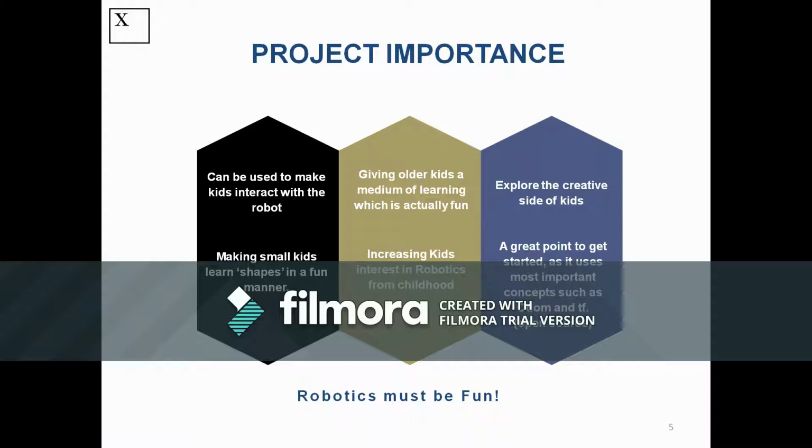For example, if you give it 4 as the number of sides, the robot will move in a square trajectory. If you give it 3, it will move in a triangular trajectory, and that is how my robot works. It would be a really interactive and fun way for small kids to learn shapes. For older kids, I think it would be a really good medium for learning robotics, and it would create a lot of interest in them in the field of robotics.